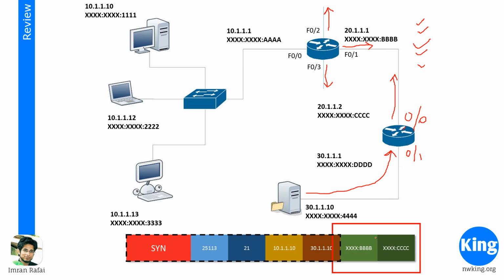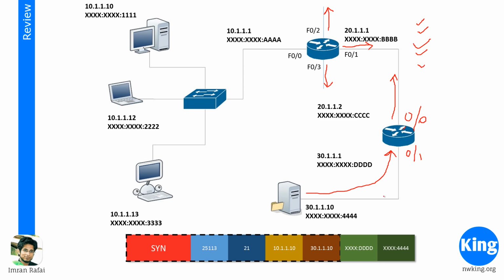It takes it again, strips the layer 2 information, and looks at the layer 3 information. It says, okay, 30.1.1.10 is part of the 30.1.1.0 network, which I am connected to, and I know this device. So it says, fine, I'm going to put the source MAC address and destination MAC address, send it out, and this frame reaches this device.